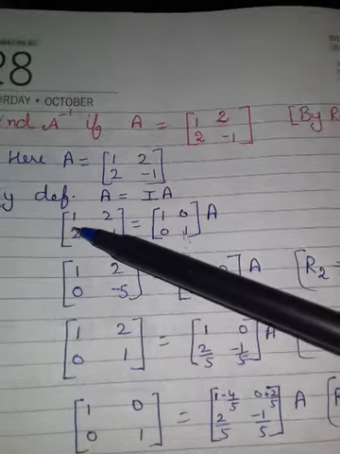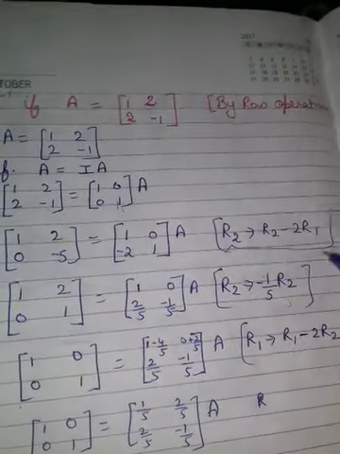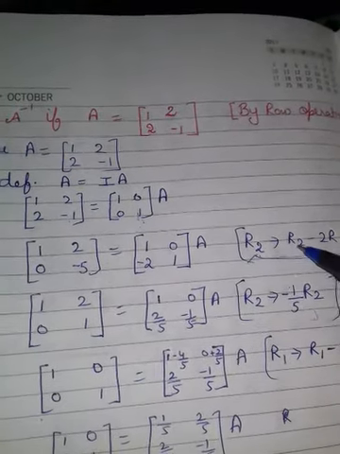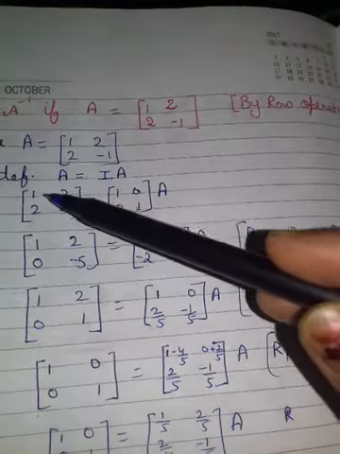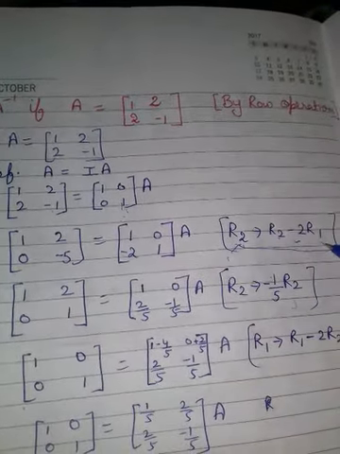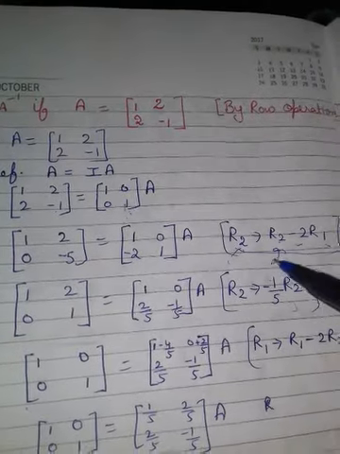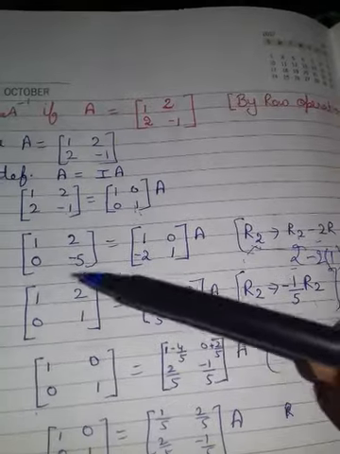Now you have to make it 0. So it can be done by this operation. It means you are operating on R2. R2 you will keep in the same place, minus. If I multiply with 2 and subtract from here, then you will see it will become 0. R2 is what? 2. 2. R1 is your 1. 2 minus 2 is your 0.